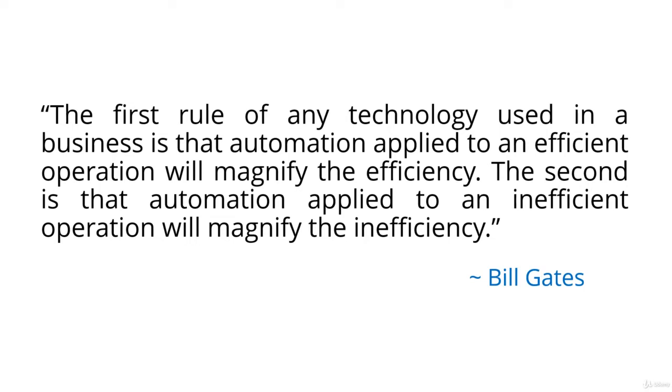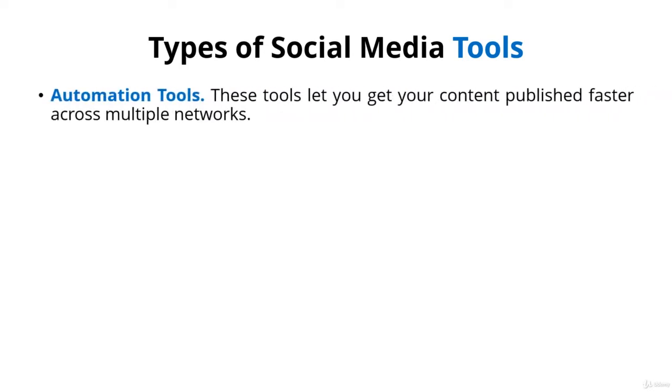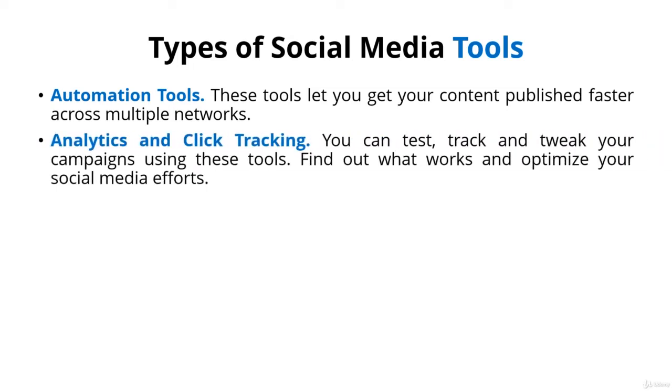Once you've got a good strategy in hand, then you can start looking at tools. These tools can make light work of your social media efforts by using automation tools, and you can get better results with analytics. So in this section, we're going to talk about the following types of tools. Automation tools. These tools let you get your content published faster across multiple networks. Analytics and click tracking. You can test, track, and tweak your campaigns using these tools. Find out what works and optimize your social media efforts.